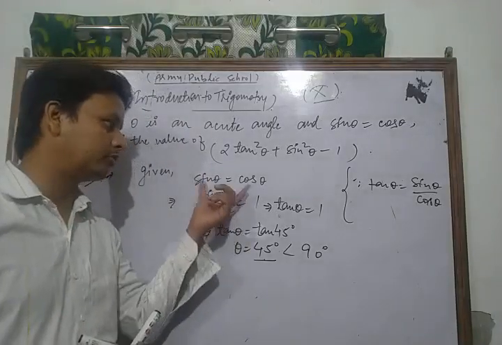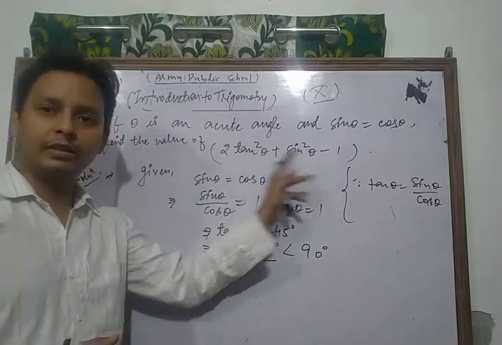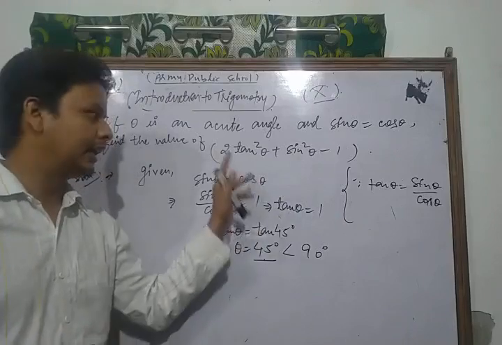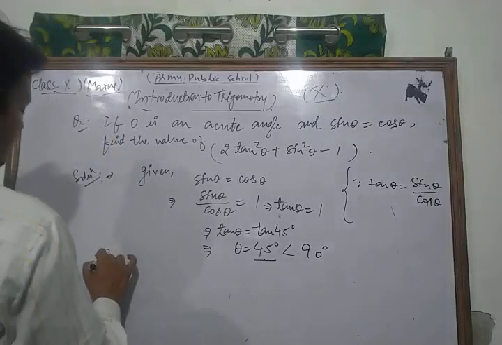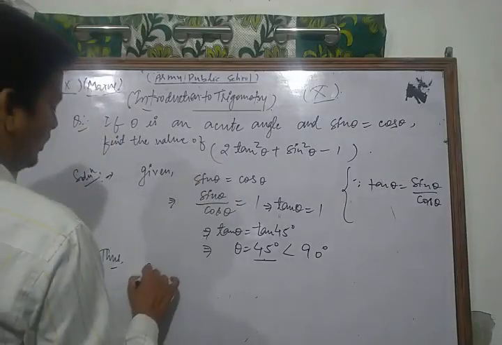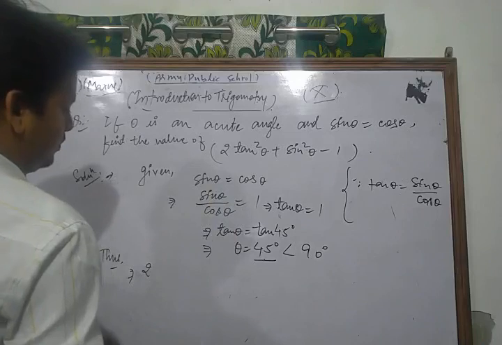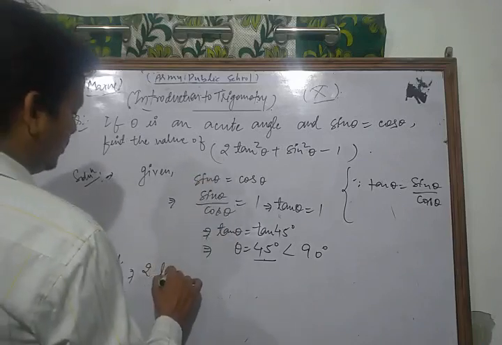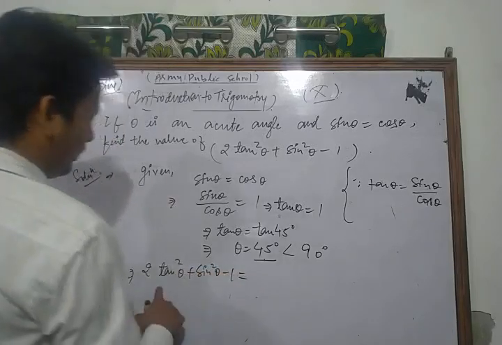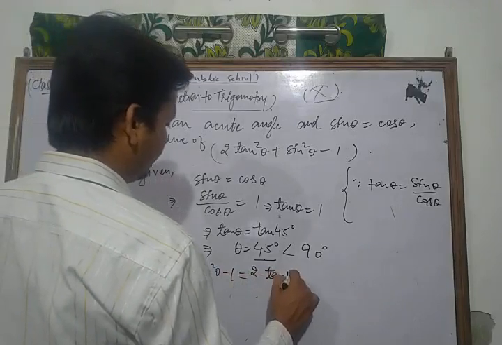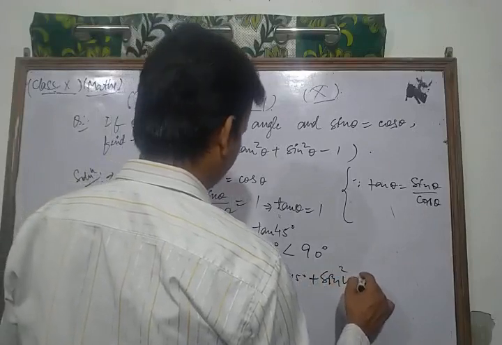So from the given relation the value of theta is 45. Now we just put the value of theta in the expression, simplify, and get our result. So let's see. Thus we write 2 tan square theta plus sin square theta minus 1 is equal to 2 into tan 45 degree square plus sin square 45 degree minus 1.